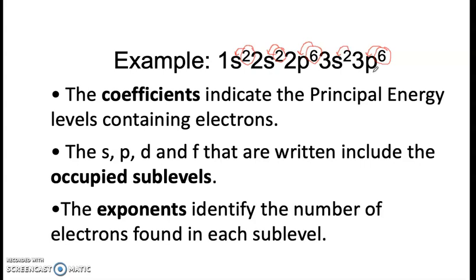I like to show you one before we get into it so you kind of know what you're going to be building. Now, another important aspect is if you add all of these exponents up, 2 plus 2 is 4, plus 6 is 10, plus 2 is 12, plus 6 is 18. This is very important. This tells us that this is actually a noble gas. This is argon. So that's a little trick you can keep in the back of your mind.